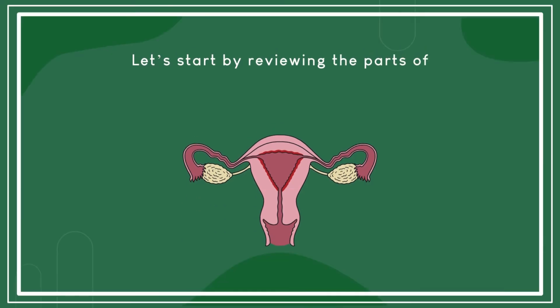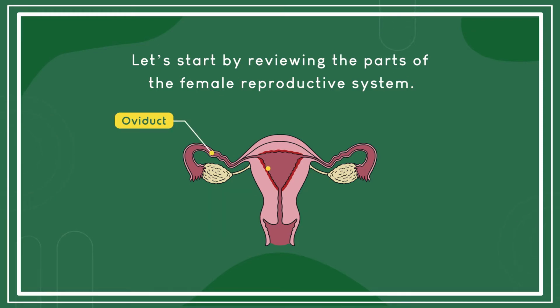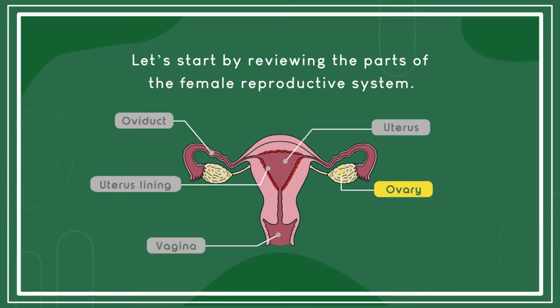Let's start by reviewing the different parts of the female reproductive system. Let's see how many you can remember. The oviduct, the uterus lining, the vagina, uterus, ovary, and cervix.